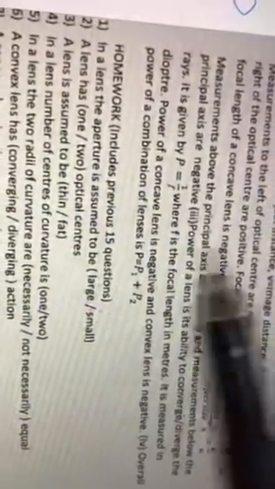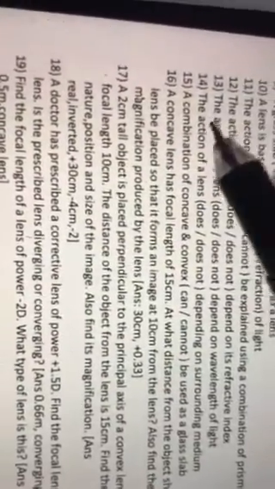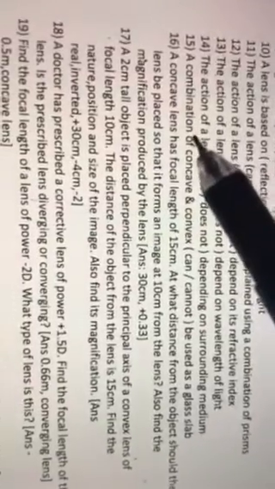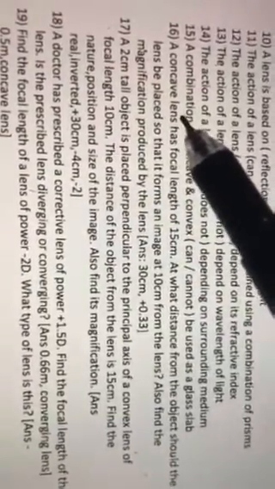Sometimes we need to use two lenses in combination. The combined power will be P1 plus P2. So these are all the theory. I have given some homework questions. So I'll just discuss two of them right now to make it easy for you to understand.